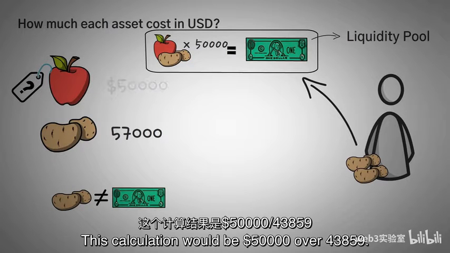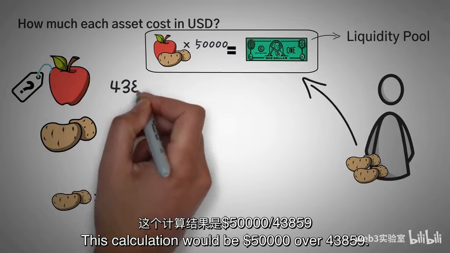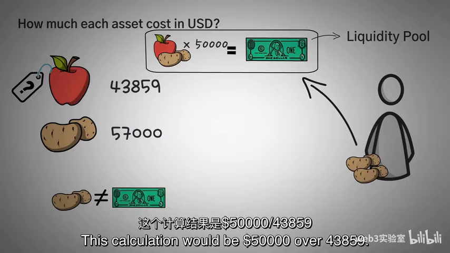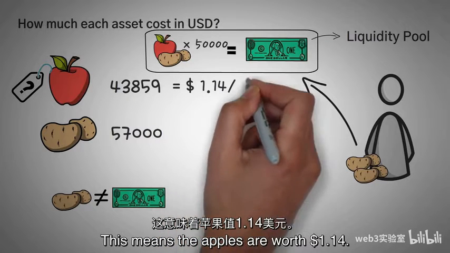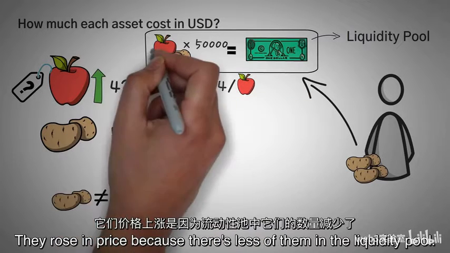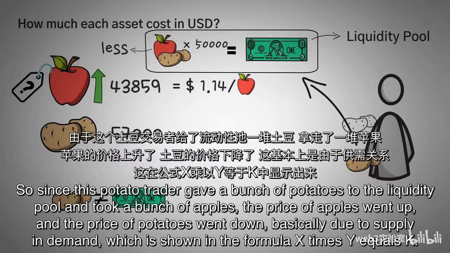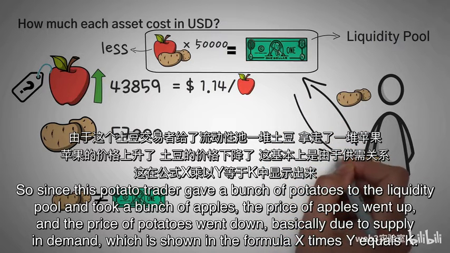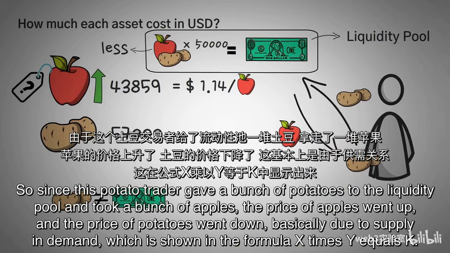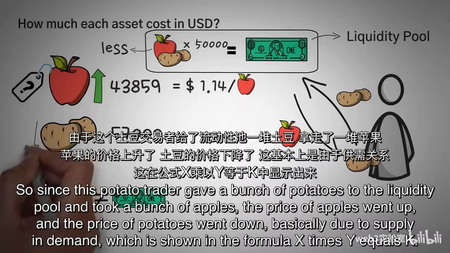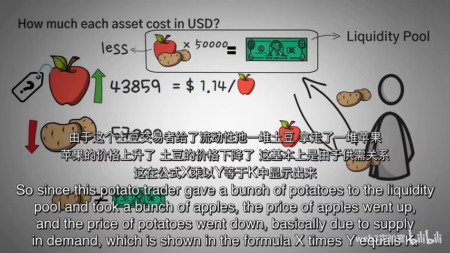This calculation would be $50,000 over 43,859. This means the apples are worth $1.14. They rose in price because there's less of them in the liquidity pool. So since this potato trader gave a bunch of potatoes to the liquidity pool and took out a bunch of apples, the price of apples went up and the price of potatoes went down, basically due to supply and demand, which is shown in the formula x times y equals k.